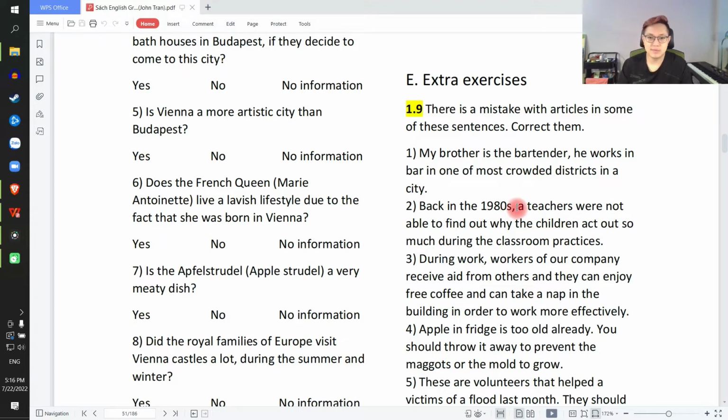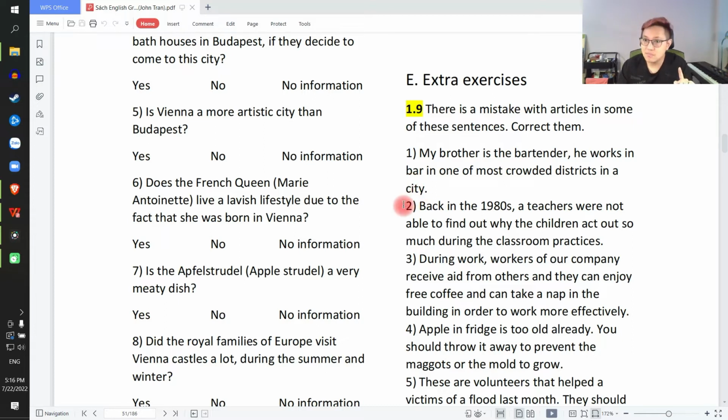So number 1, my brother is a bartender. Because you're talking about the job of someone, you need to use a, okay? Nói về công việc người nào đó phải dùng a. My brother is a bartender. He works in a bar, because you are introducing a bar for the first time. Mình đang giới thiệu ra cái bar này là lần đầu tiên. He works in a bar.